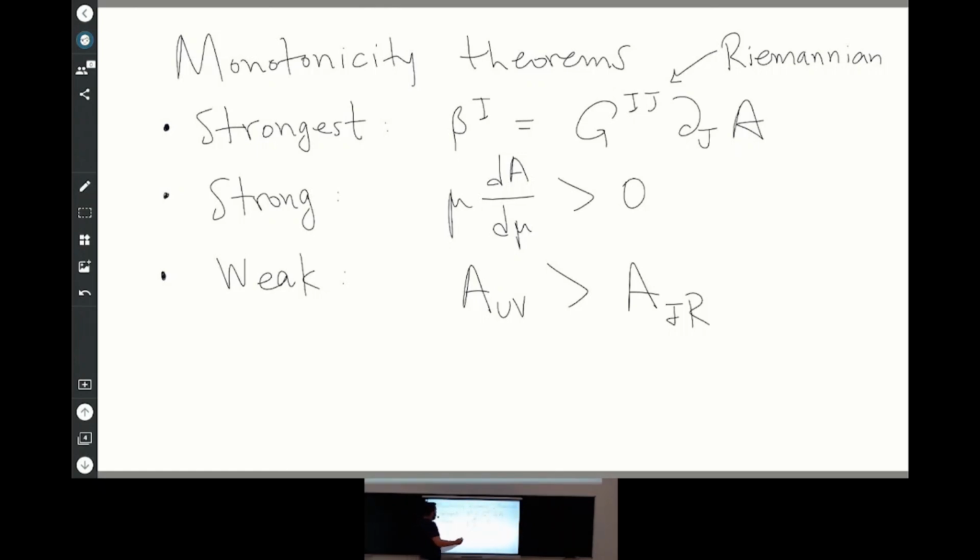In fact, Hugh has a proof that perturbatively this is true, but not necessarily for a Riemannian metric, but for a metric that might have an antisymmetric part. So today, I will be focusing on the question of the strongest version of this monotonicity theorem, but for a Riemannian metric.